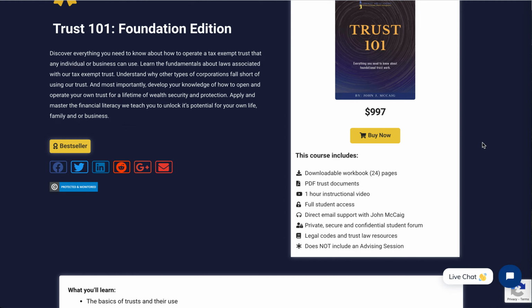That information comes with it. I'll tell you what it doesn't include. It doesn't include any advising session with me, and it doesn't have any other courses that go with it or anything like that. It's just the trust and email support. That's all it is.